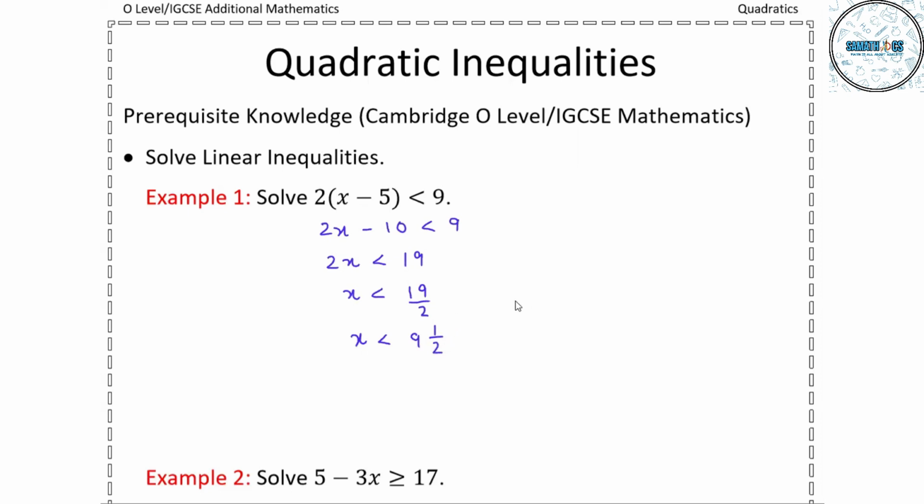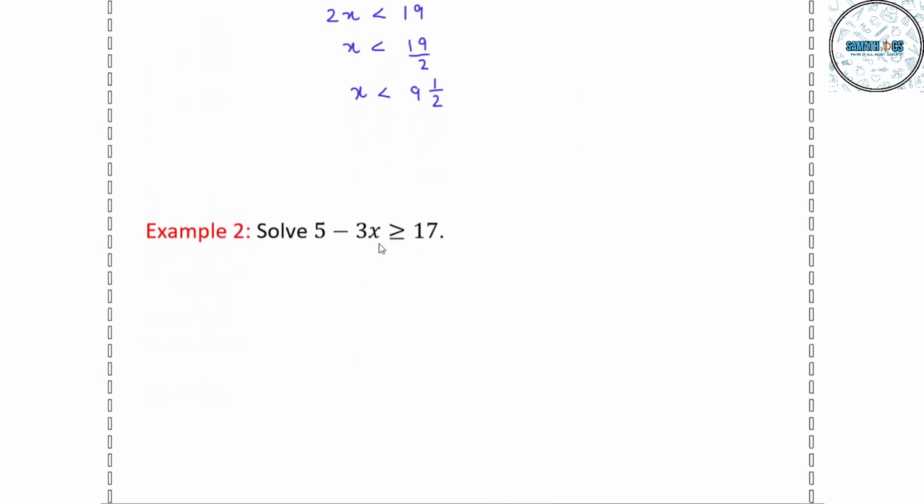We have to solve inequalities in the same way as we solve equations. There is just one difference which we'll be discussing in the next example. Solve 5 minus 3x is greater than or equal to 17. First of all, we will take 5 on the other side. So this will become 17 minus 5, which will be equal to 12. Then we will divide this 12 by negative 3.